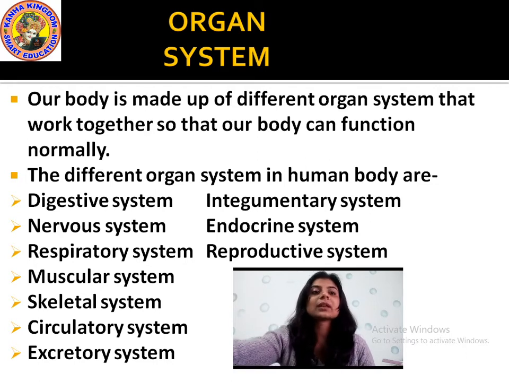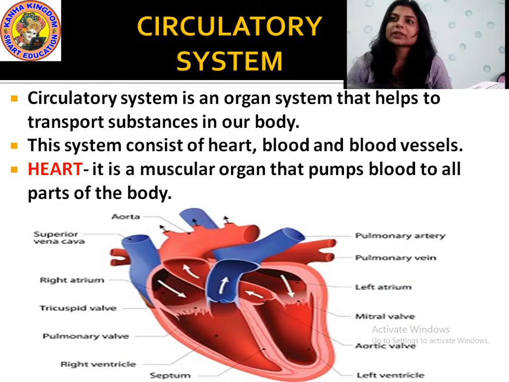Let us begin with the circulatory system first. So now students, let us begin with the circulatory system. What is the circulatory system? What do you mean by circulatory system? The circulatory system is an organ system that helps to transport substances in our body.